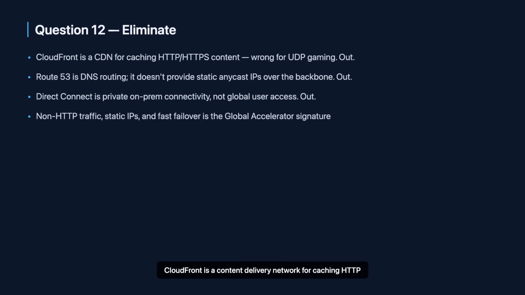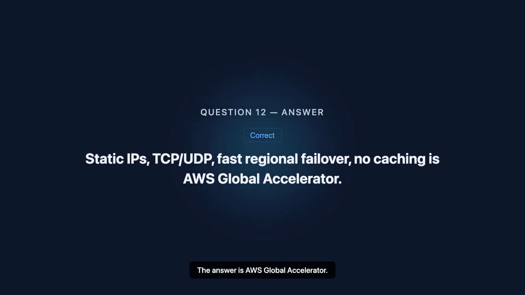Eliminate. CloudFront is a content delivery network for caching HTTP and HTTPS content, but this is UDP gaming with no caching, so it's out. Route 53 is DNS routing. It resolves names but doesn't hand you static anycast IPs over the Amazon Web Services backbone. Out. Direct Connect is a private link from an on-premises data center, which has nothing to do with global user access, out. Non-HTTP traffic, static IPs, and fast regional failover is one service's signature. The answer is Amazon Web Services Global Accelerator.